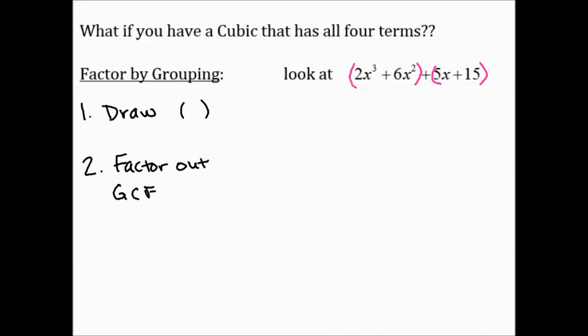So I want to look at the first parenthesis, 2x cubed plus 6x squared. Well, I can divide both 2 and 6 by 2, and I can divide both x cubed and x squared by x squared. So 2x squared is my GCF for the first parenthesis. If I factor that out, I have an x plus 3 left. Then for the second parenthesis, I can divide both 5x and 15 by 5, so I can factor out a 5. And if I do that, I'm left with x plus 3.